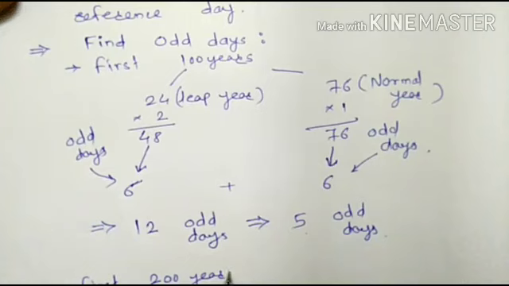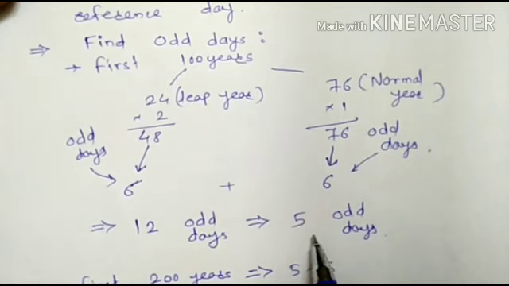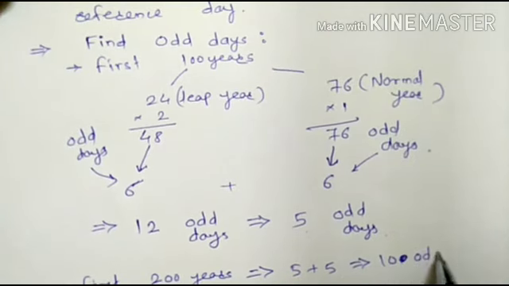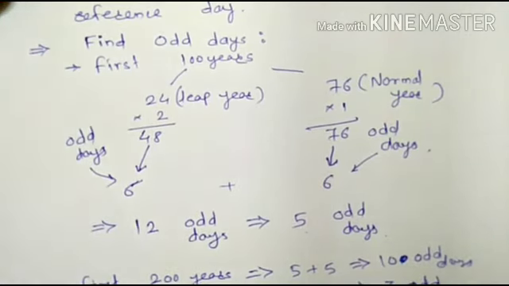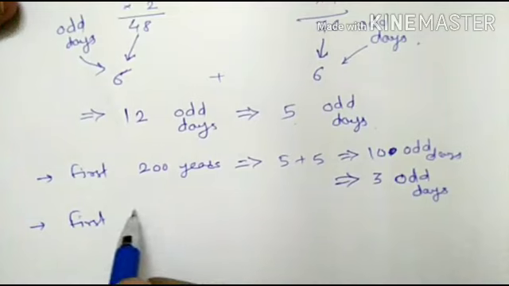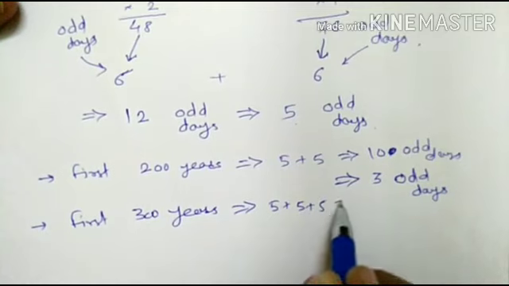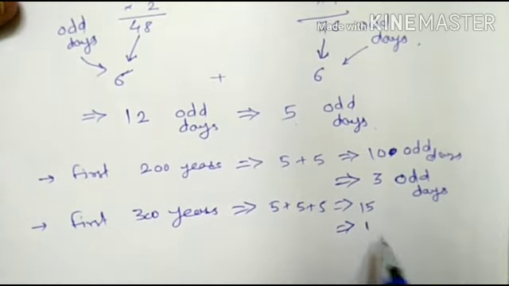So in the first 200 years there is 5 plus 5. In 100 years there are 5 odd days, so in 200 years there are 10 odd days. We convert 10 odd days by dividing by 7 and we get 3, so in 200 years there are 3 odd days. Likewise, in the first 300 years there is 5 plus 5 plus 5, which is 15. 15 means 1 odd day.